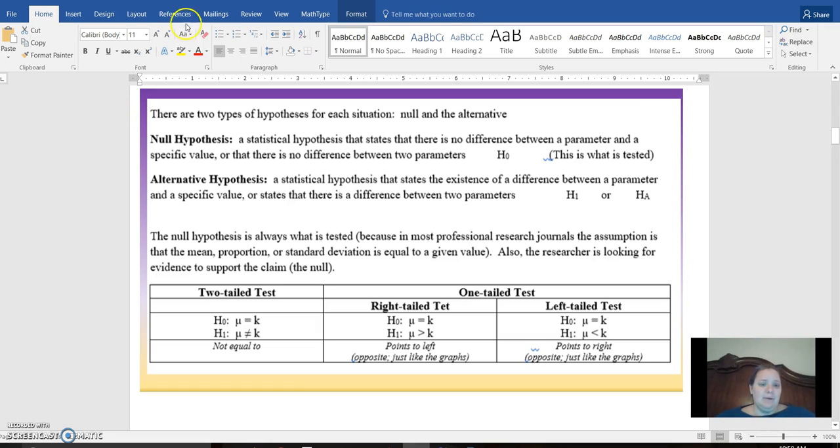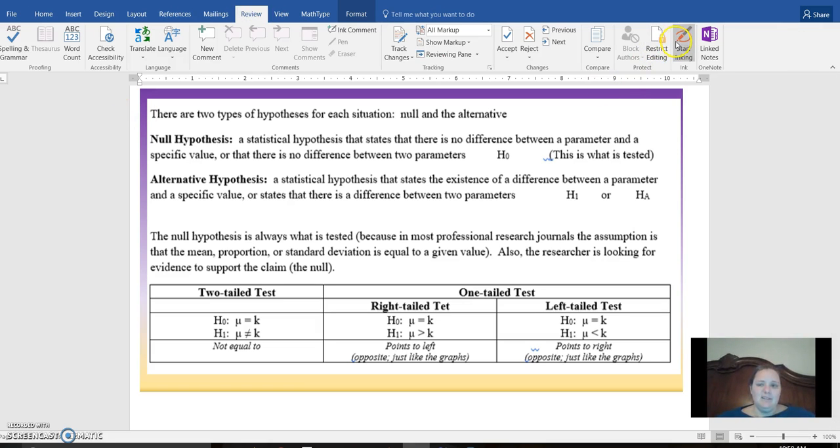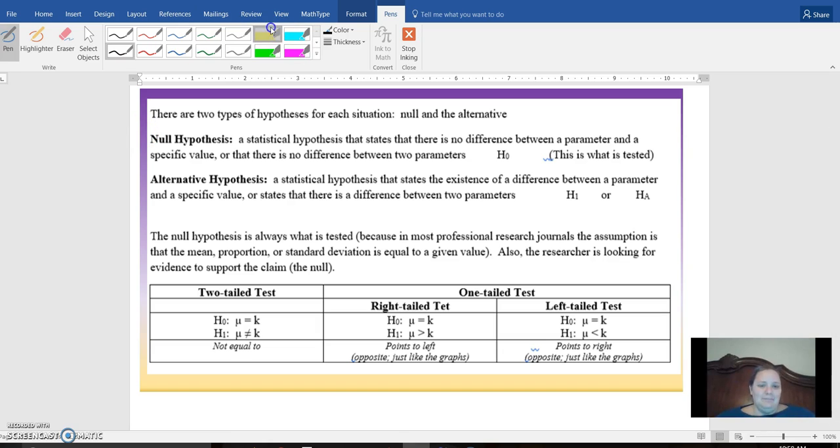All right, so there's two kinds of hypotheses. Anyway, English. Sometimes not even English.